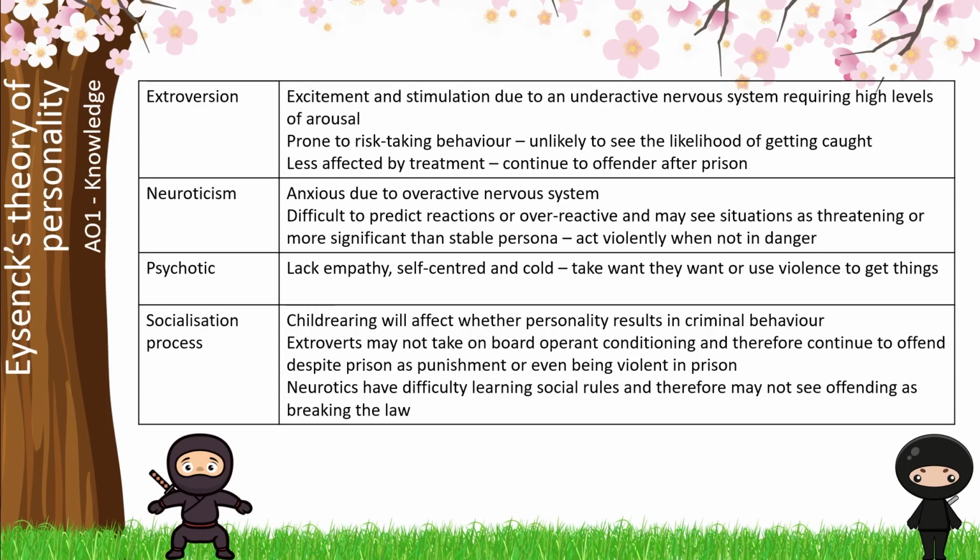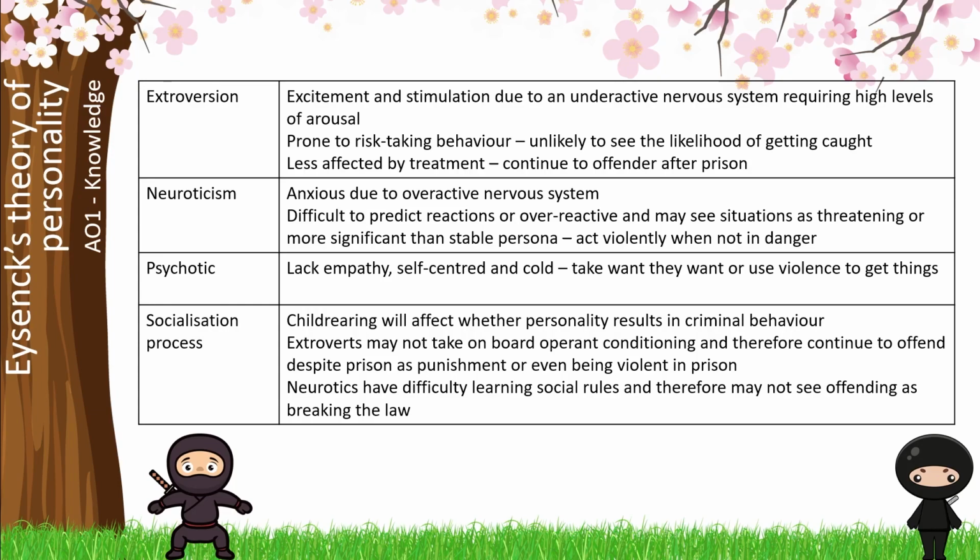With neurotics, we see an overactive nervous system, registering threats when they aren't there. Psychoticism, or being psychotic, is a lack of empathy. And the link to nervous system here is a little bit less straightforward, and you could specify that in your explanation. It's the socialisation process that is integral to whether somebody becomes a criminal or not.